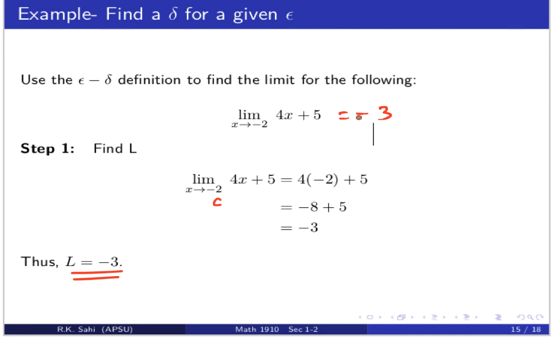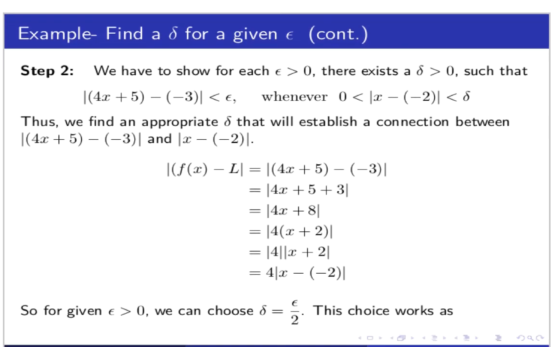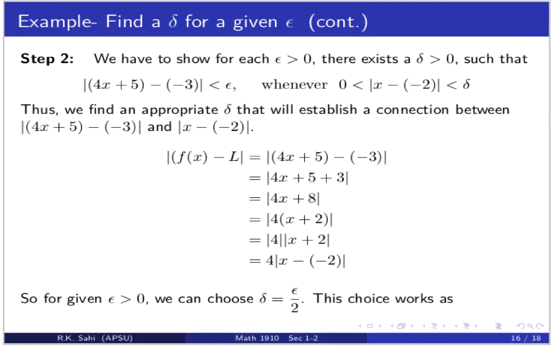Now we have to find the delta for this given epsilon. The same thing we did in the previous example, we're just going to follow it. So what you have to do is show that for each epsilon there exists a delta such that |4x plus 5 minus (minus 3)|. Remember, it's a minus, this is very key and important. It's f(x) minus L. My L is minus 3. Whenever 0 less than |x minus c|, remember this is c, less than delta.